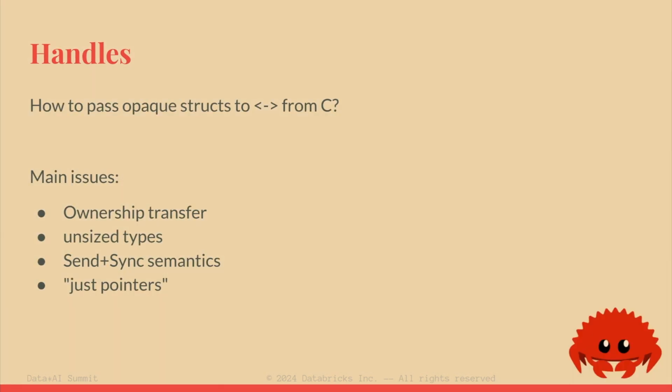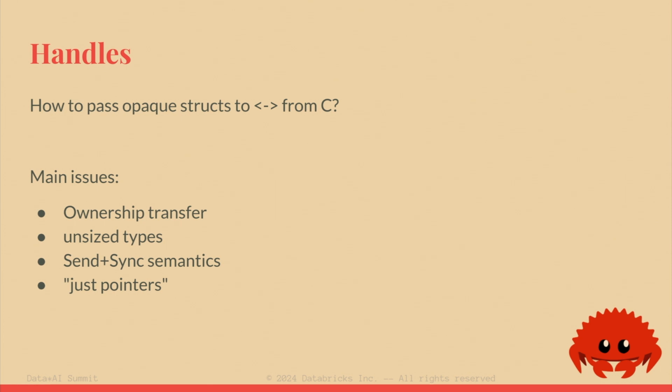Handles are the thing that we came up with for making FFI as safe as we could. And the sort of problem we were trying to solve is, how do you pass opaque structs from Rust to C and back? So we're going down even one more level of complicatedness. This is the most complicated it's going to get. So if you don't really understand Rust and what an unsized type is, don't worry, there's only just a few slides. But the main things that we were trying to solve were ownership transfer. So Rust has a strong notion of, you own this, I own this, but C doesn't. So how do we indicate that?